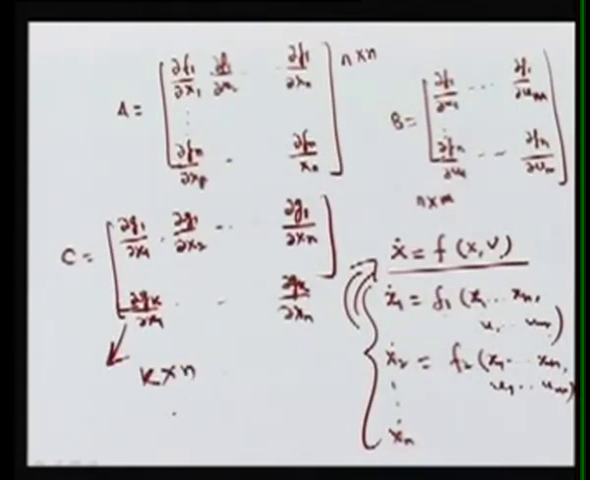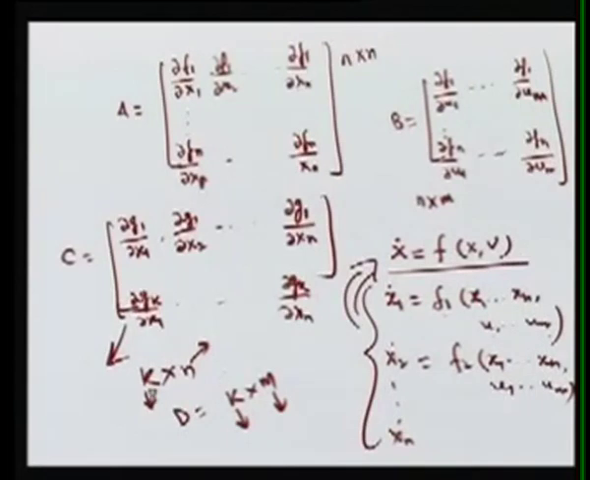Similarly we can write this D matrix. It is called the feed forward matrix, which defines the proportion of input which appears directly in the output, and the size of this is nothing but k cross m, because m is your input, k is your output, n is your state. So it is just a definition that we can define.